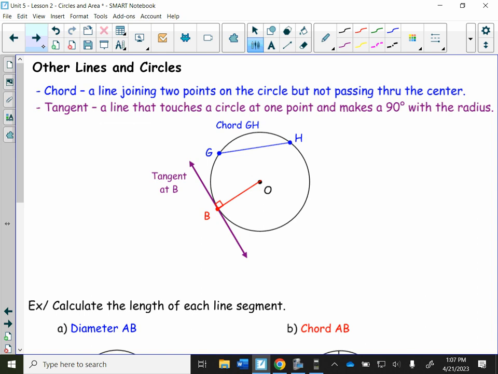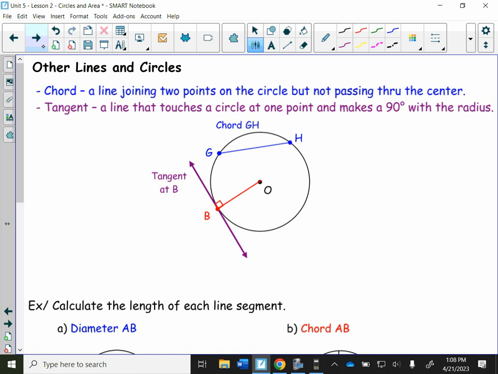Okay, let's move to other things about circles we should know. Some words you might not be familiar with this time. A chord is a line that travels through a circle, but does not go through the center. That would be a diameter. So my chord is my blue line here. It goes from G to H. Obviously, it misses the center.